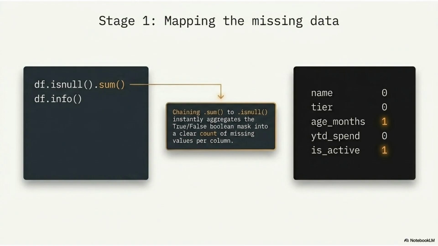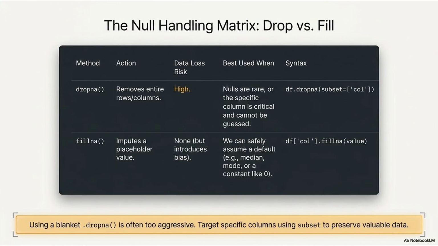df.info provides a complementary view. Non-null count versus total rows reveals the same gaps in a structural context. The output on the right shows the result. Name and tier, 0 missing. Age in months, 1 missing. Year to date spend, 0 missing, but it has a string anomaly. Is active, 1 missing. This map dictates the next step. Drop or fill each missing value.